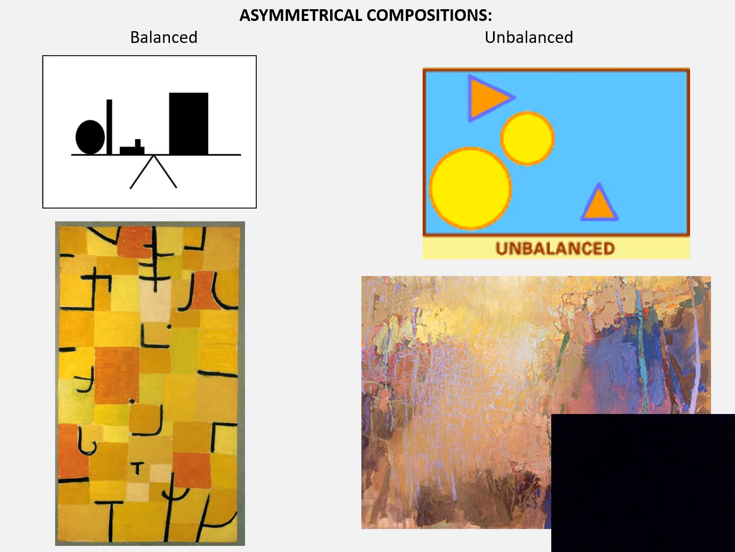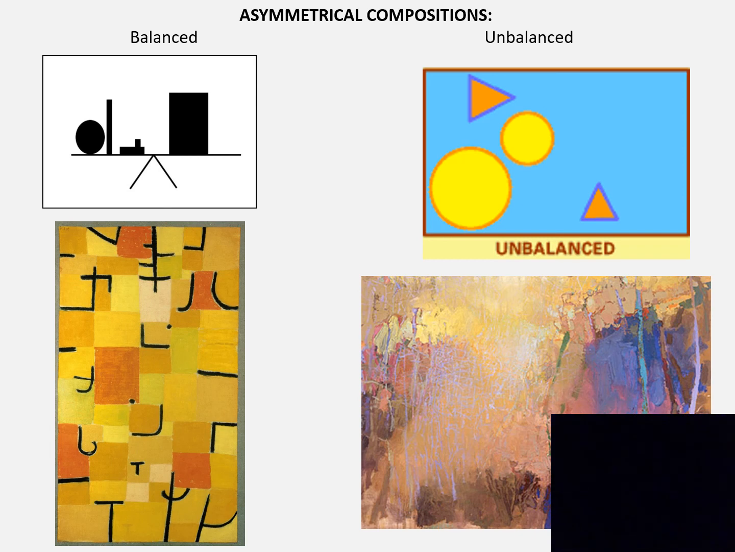When you have an asymmetrical composition, it can be balanced or unbalanced. Balanced means that even though it's not symmetrical, you have about the same amount of visual weight or visual interest on either side of the image.